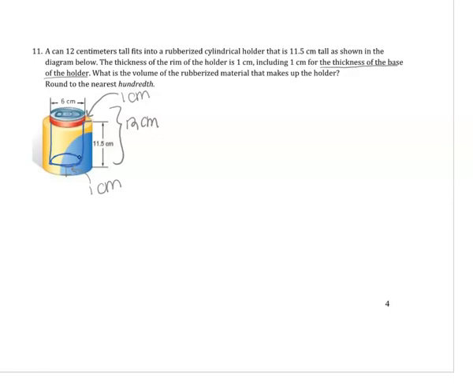Now, the whole part about a 12 centimeter can fitting in it is irrelevant to the volume of the shape. It's not like the taller the drink you put in, the more volume the koozie has. That's ridiculous. So this whole 12 centimeter tall can thing is actually unimportant. I'm even going to just cross it off from my little diagram here.